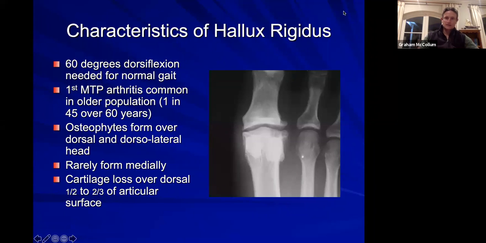The characteristics, well, obviously you need at least 60 degrees of dorsiflexion for normal gait function. I think if you're sprinting and doing excessive exercise, a bit more.